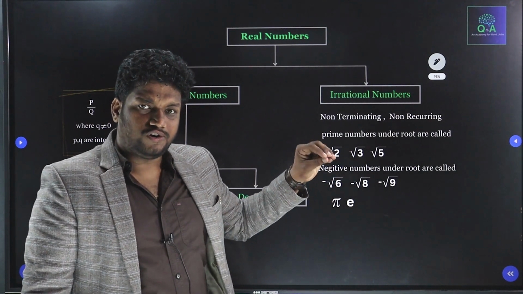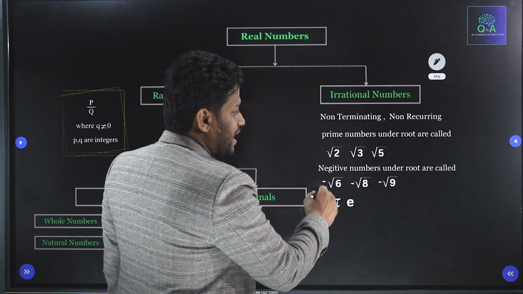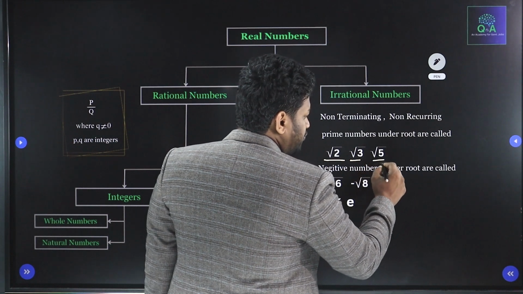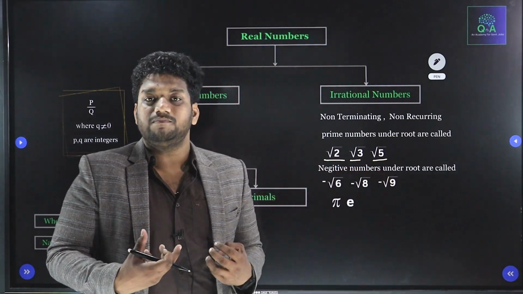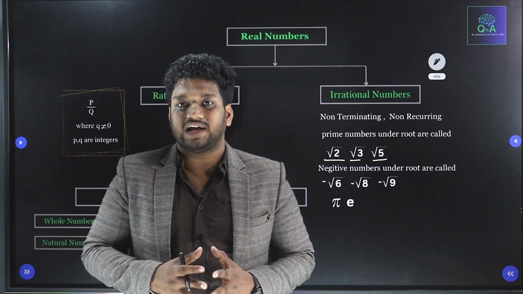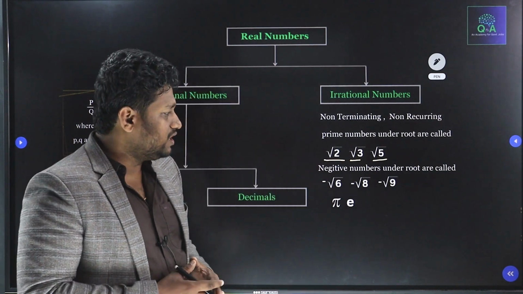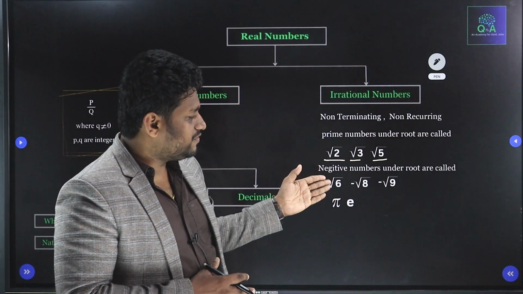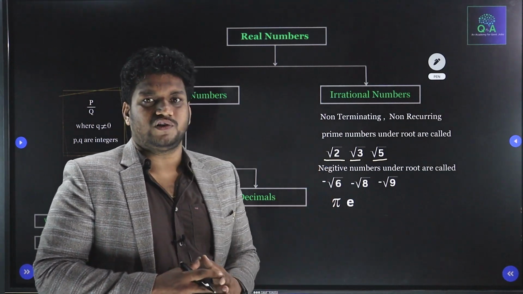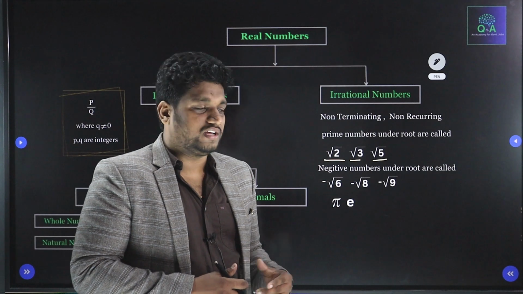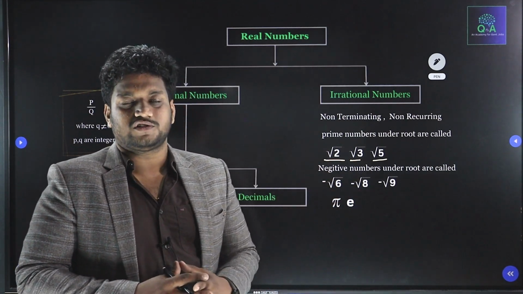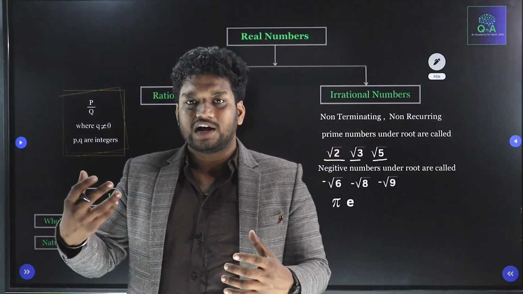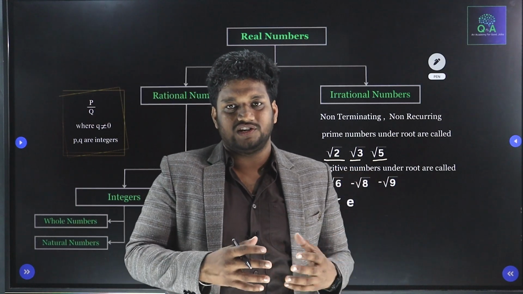irrational numbers. Not only those numbers, the prime numbers which are under root, which is nothing but root 2, root 3, root 5. These all are prime numbers only. The prime numbers under root are also considered as irrational numbers. Not only that, whatever negative numbers we have, if you keep them under root, such numbers are also considered as irrational numbers. With that, pi and e are also included in irrational numbers. So this is the difference between rational numbers and irrational numbers.